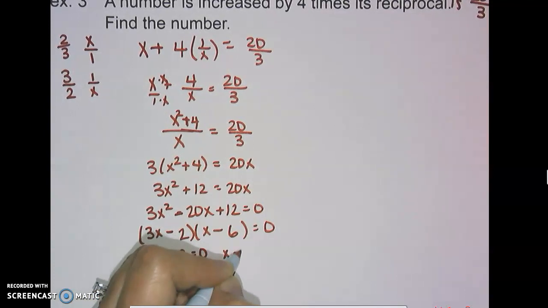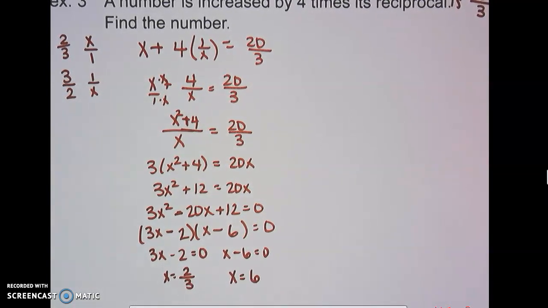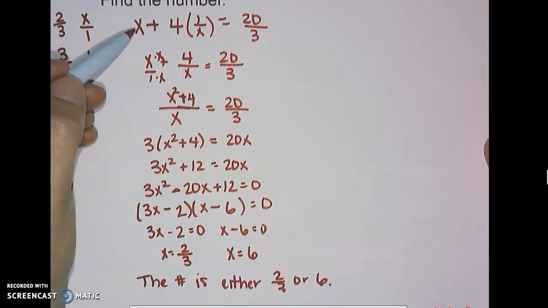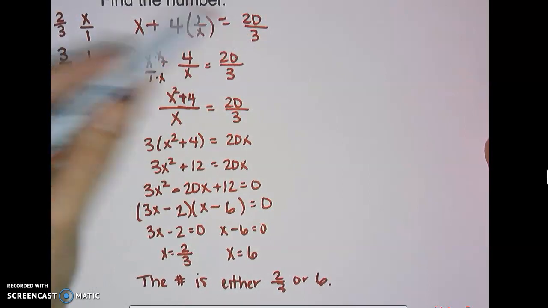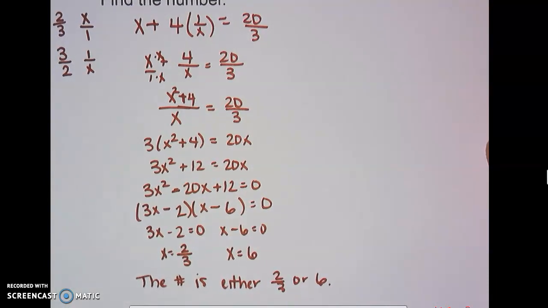That means we set each piece equal to 0. Here, solving, we would get x equals 2/3. And here, solving, we would get x equals 6. Okay, and both of these things will work as answers. So we would say the number is either 2/3 or 6. Both of those things work. If you take 2/3 and you add 4 times the reciprocal, so 4 times 3/2, you would get 20/3. And the same thing if you plugged in 6. 6 plus 4 times 1/6 would also equal 20/3 if you worked out the math.